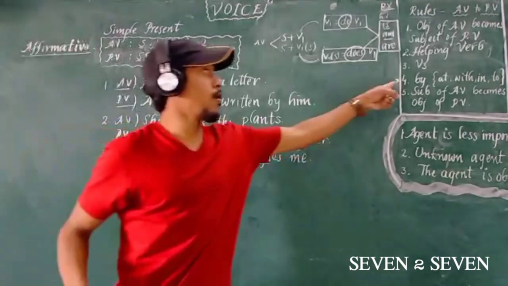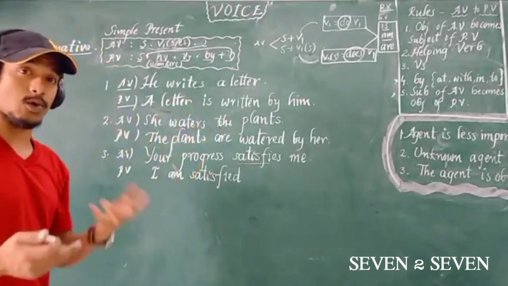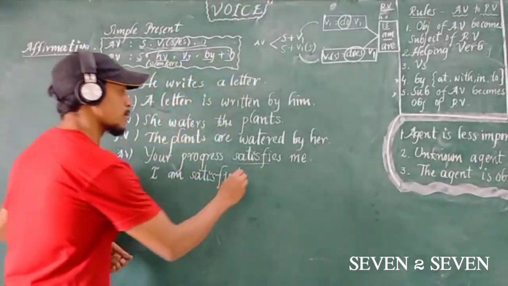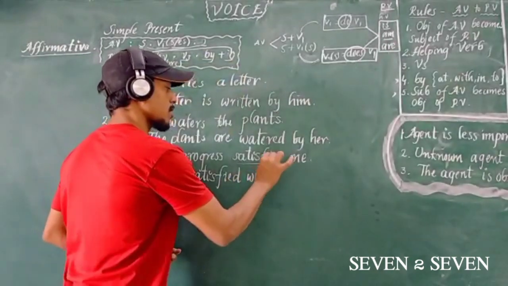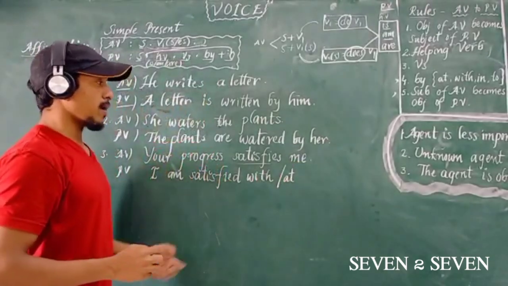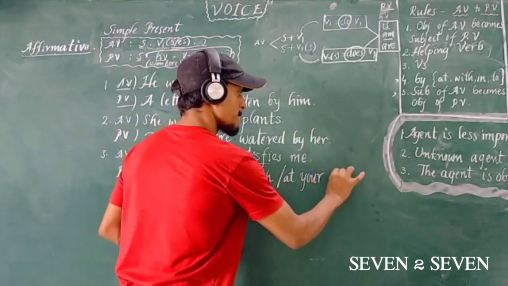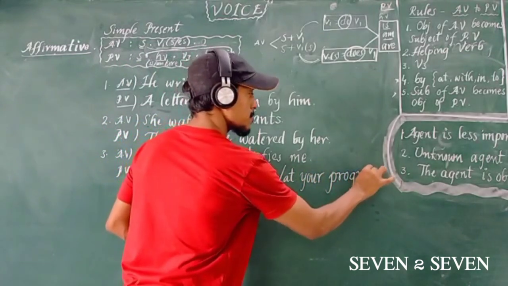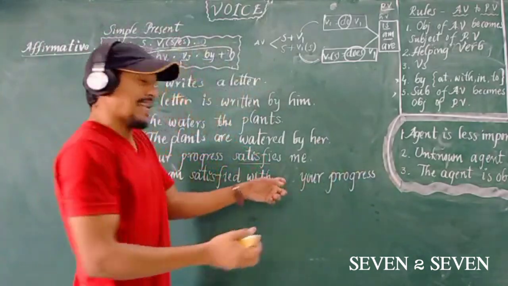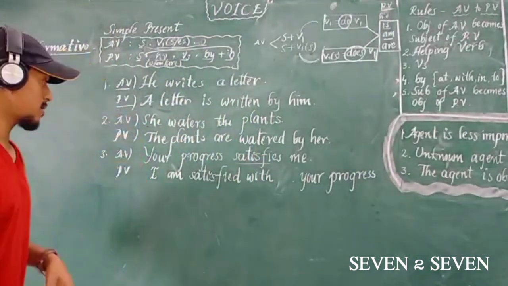Satisfied. Next, fourth, by. But we cannot write by always, as I told you earlier. Then what's the suitable preposition? With. Or you can write at: I am satisfied at your progress. But here go with rather than at; the word with suits more because it sounds better. Next one.